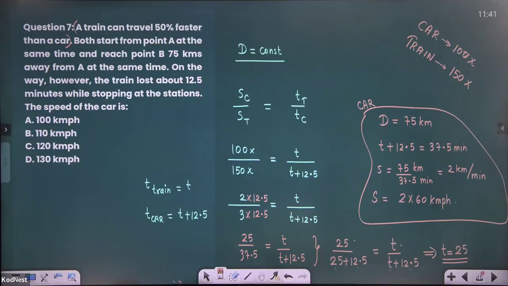Because it is 2 kilometers per minute. Okay, it is not kilometers per hour. 2 kilometers in 1 minute. So every minute you will travel 2 kilometers. So in 1 hour, which is 60 minutes, it will become 120 kilometers. So 120 kmph.